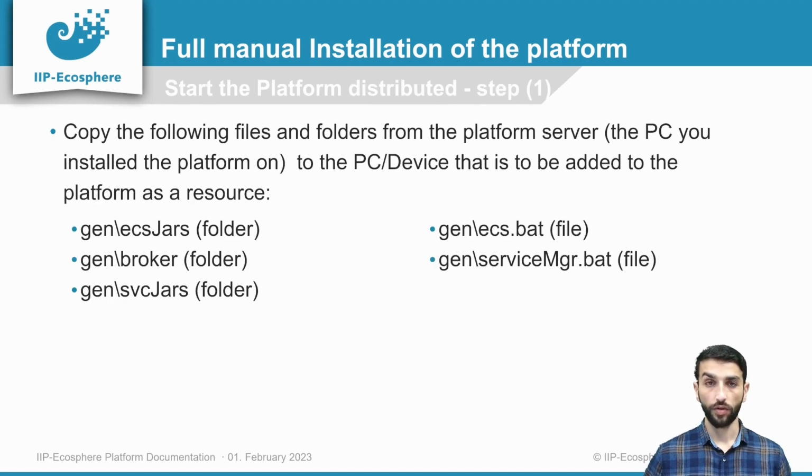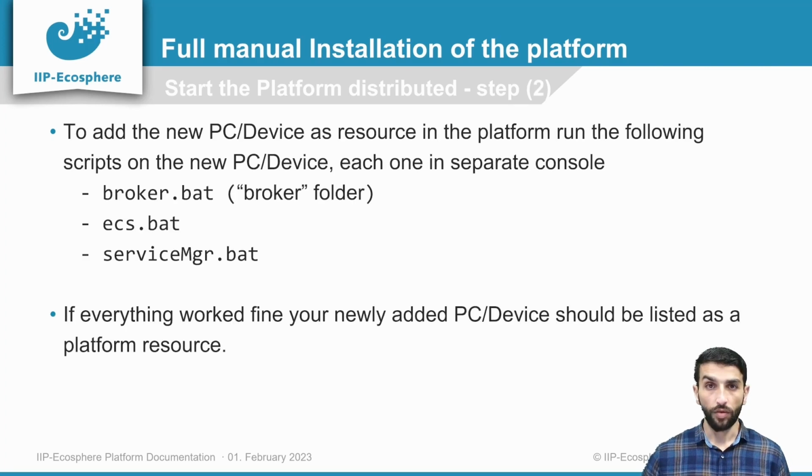In case of starting the platform in distributed mode, copy the following files and folders from the platform server to the device that should be added to the platform as a resource. Gen ecs jars folder, gen broker folder, gen svs jars folder, gen ecs.bat file, gen servicemgr.bat file. To add the new device to the platform as a resource, run the following three scripts, each one in a separate console, and keep it open. procar.bat in the procar folder, ecs.bat, servicemgr.bat. If everything works fine, your newly added device should be listed as a resource in the platform.